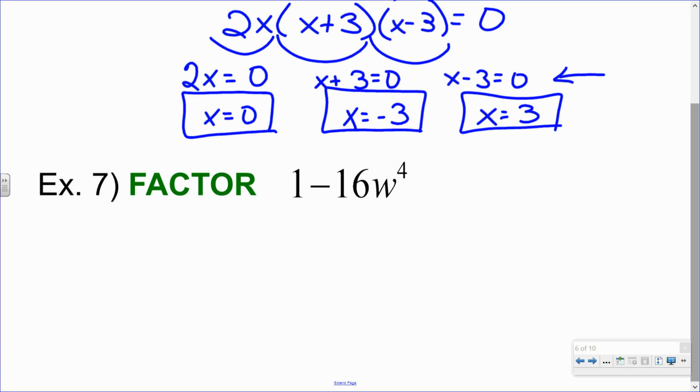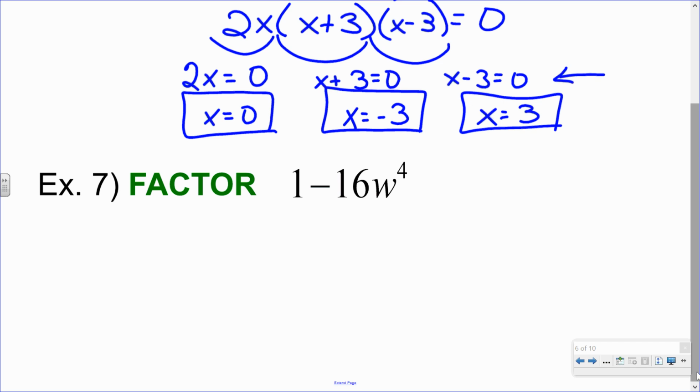Okay, example number 7. Am I going to have x equals numbers, or do I stop with parentheses on this one? Stop with parentheses. It says factor. We do not have equals a number. Do I have a GCF? No, nothing other than 1 or -1. Do I have 4 terms so I can factor by grouping? Do I have 2 terms? Do I have a minus sign in between them?